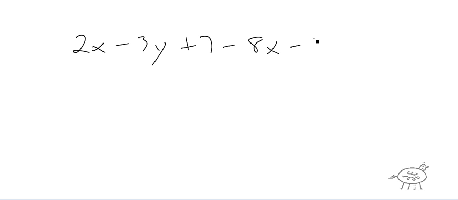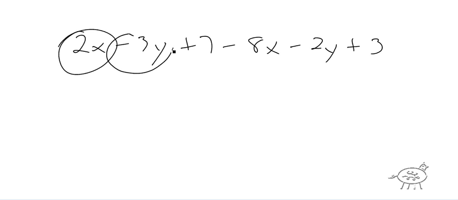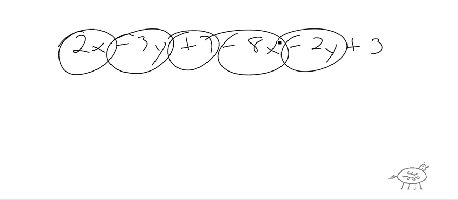So let's do a couple more here. 2x minus 3y plus 7 minus 8x minus 2y plus 3. A key thing here too, math fans, is that I have my students a lot of times circle the number and the sign with it. Because sometimes people forget the sign. They forget if it's negative or positive.